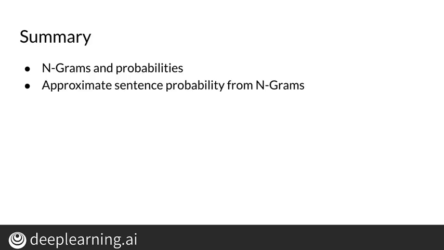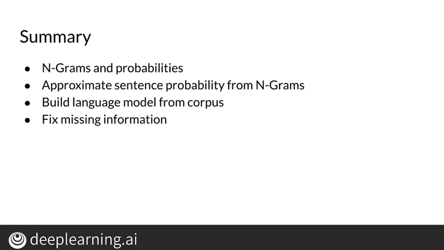Let's take a moment to reflect on everything you accomplished this week. You began with the definition of n-grams and how to calculate their probabilities from a corpus. Then you combined the n-gram probabilities to approximate the probability of a sentence. Organizing information about all n-grams in the corpus helped you to build a language model, a tool that estimates the probability of any sentence. You also resolved situations where information about some parts of the sentence was missing.